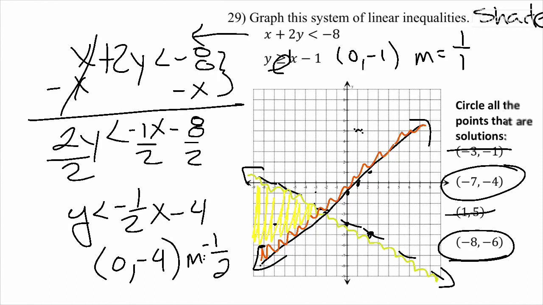And then remember, any point on this line is a solution. So anything here on this line could have worked. But this line is not a solution. So anything on that line would not be a solution. Like this point right here is not a solution. Or this point right there is not a solution. All right? Nice.